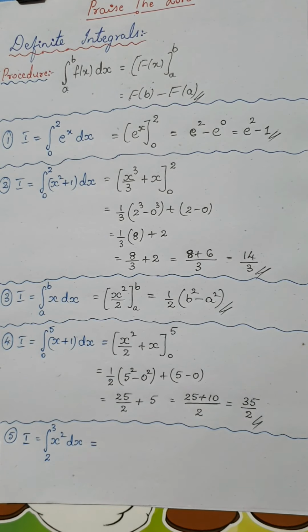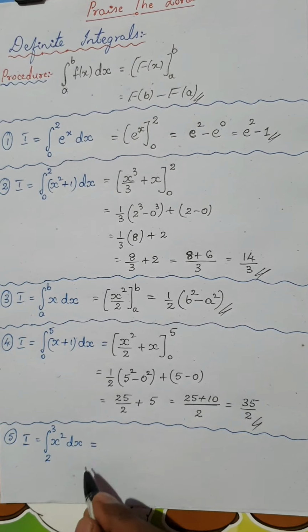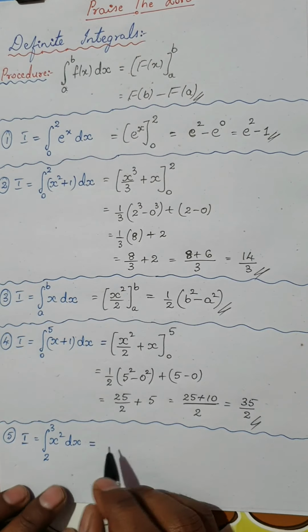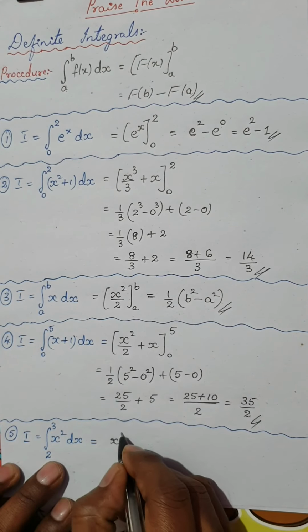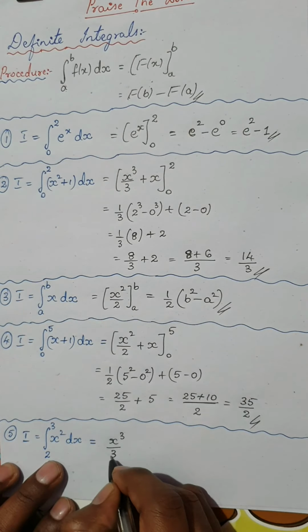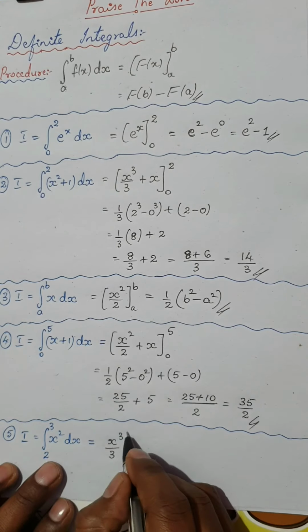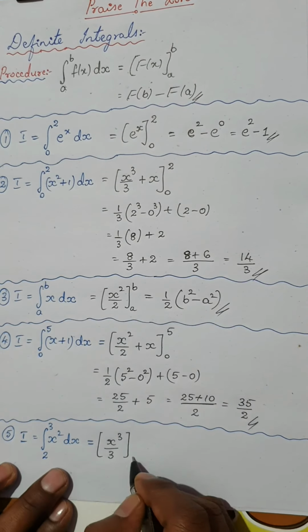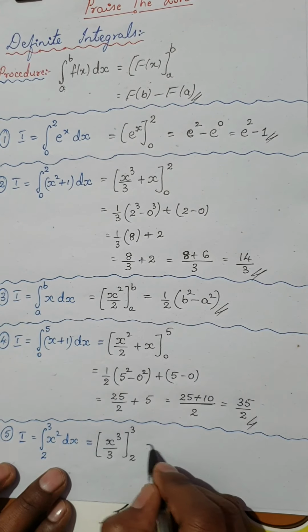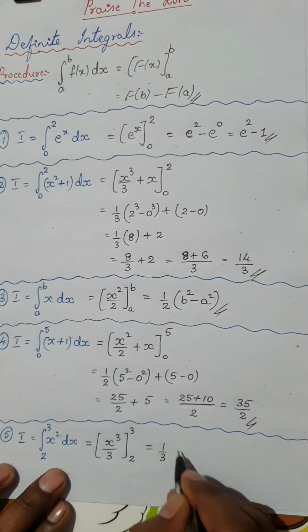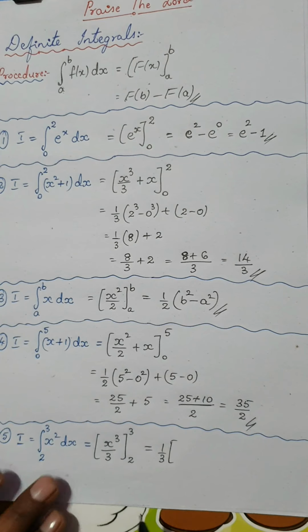So the next integral is the integral from 2 to 3 of x square dx. So what is the integral of x square? We all know the integral of x square is x cube divided by 3. So this is integrated within the limits 2 to 3. Let us apply the limits. This is nothing but 1 by 3, which is a constant, let me keep it outside.